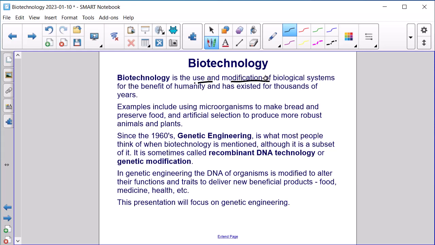It is sometimes called recombinant DNA technology or genetic modification. In genetic engineering, the DNA of organisms is modified to alter their functions and traits to deliver new beneficial products, food, medicine, health, etc. This presentation will focus on genetic engineering.